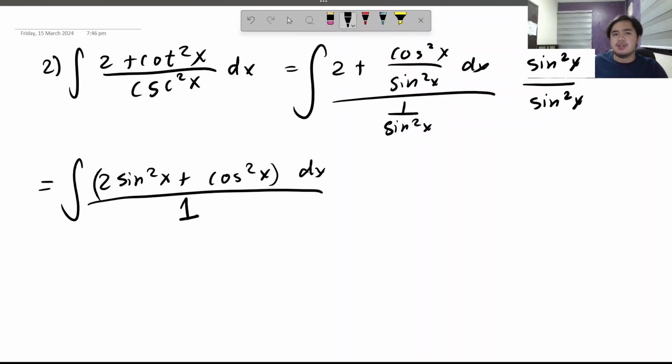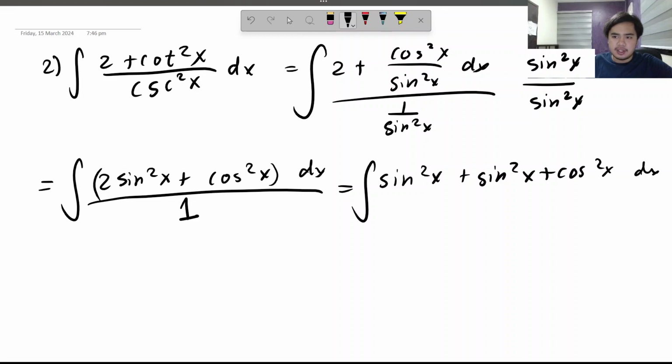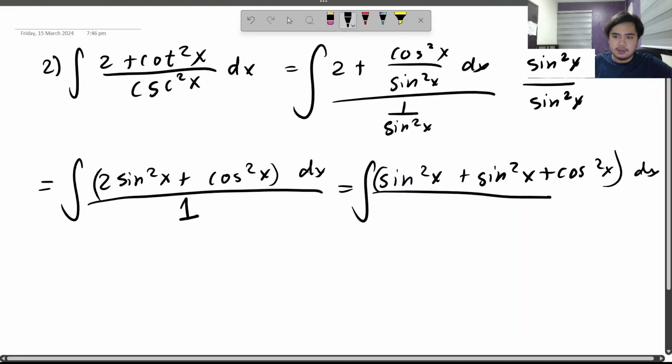Sine squared x plus cosine squared x, we know that's 1. But there's an extra 2 here. So what we can do is split the sine squared x into 2 parts: sine squared x plus sine squared x, because as we all know, 1 plus 1 equals 2. Then we just add cosine squared x here, and then the dx. No over ones. That's easiest.